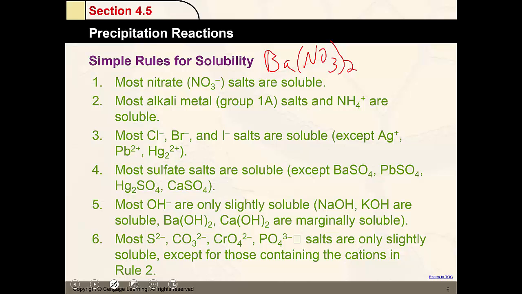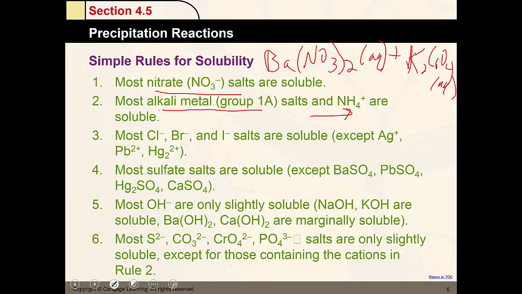So Ba(NO3)2, barium nitrate: most nitrate salts are soluble, meaning this is aqueous. And it reacted with potassium chromate, K2CrO4. If you look at rule number 2, most alkali metals, group 1, and potassium's in group 1, are soluble, meaning that that is aqueous.